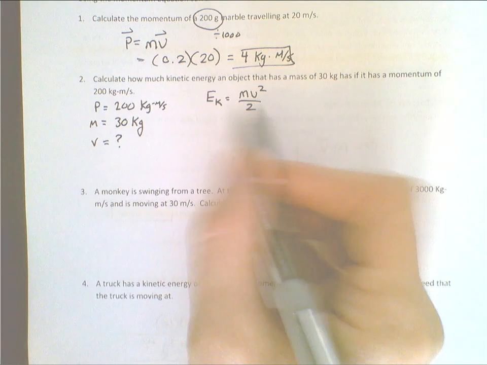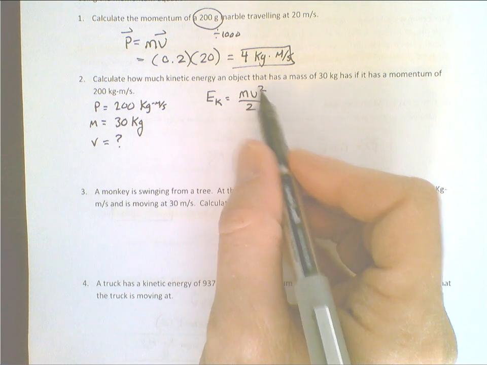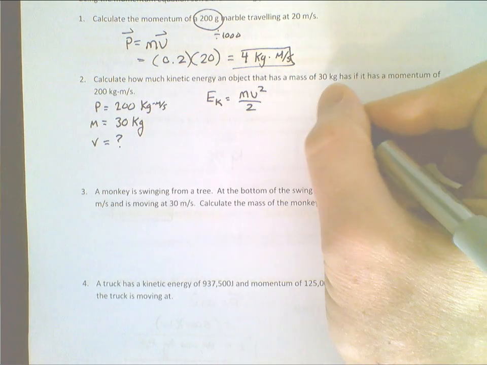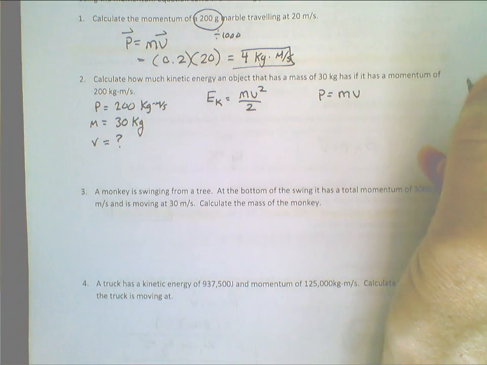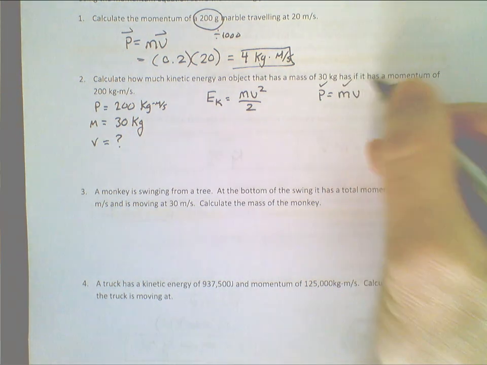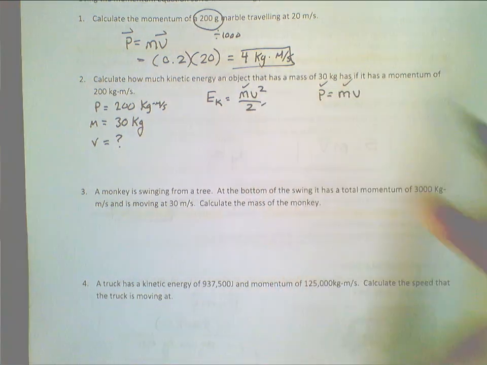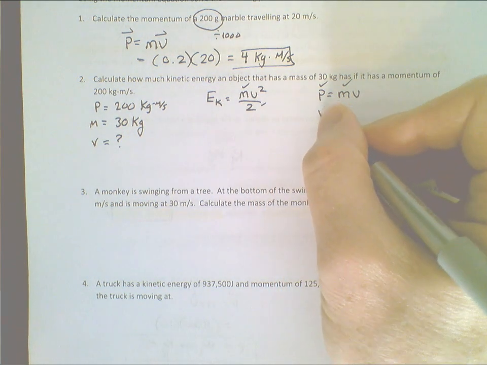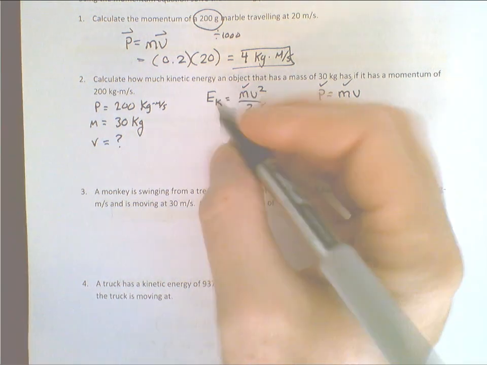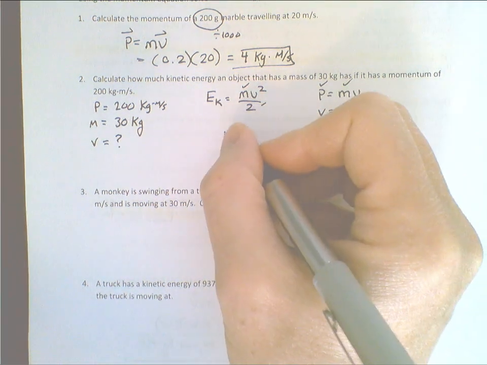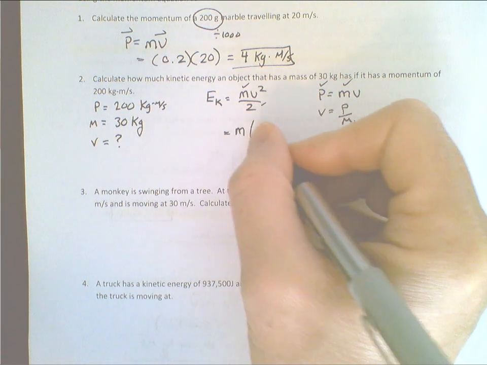So we have this situation. We're trying to find out Ek, but we don't know the speed. So what we do is we realize that p equals m times v, where we know the momentum, we know the mass. Here we know that, and we know that. So we can rearrange this for v, and that's what you get. Now, I'm just going to do the substitutions here just for fun.